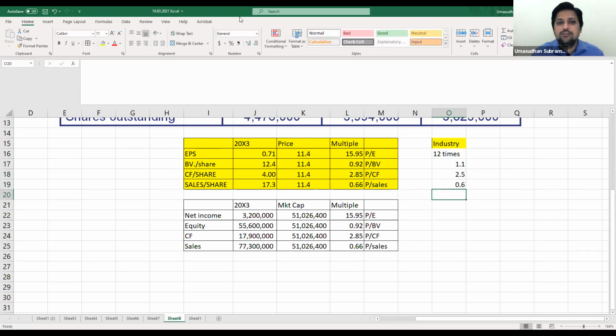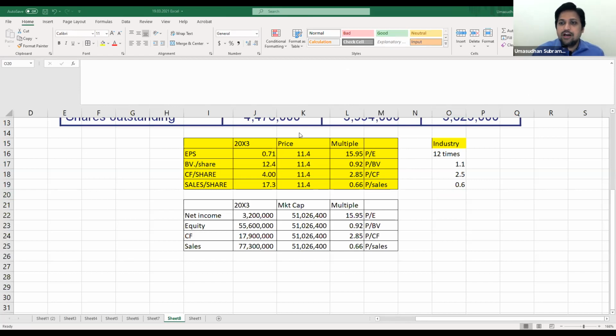Now you guys need to tell me, is this stock overvalued or undervalued based on the PE? PE of the company is 15.95, but the industry PE is 12. Is the stock undervalued or overvalued? In the absence of any other information, what do you think? Industry PE is 12 times and company PE is 15.95, 16 times.